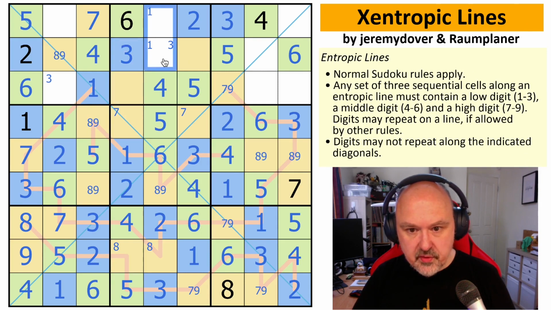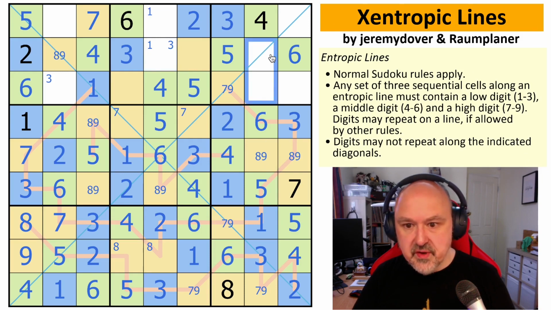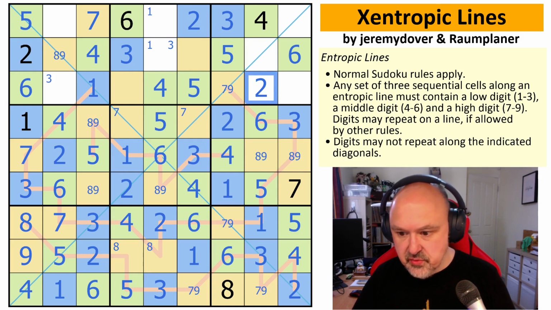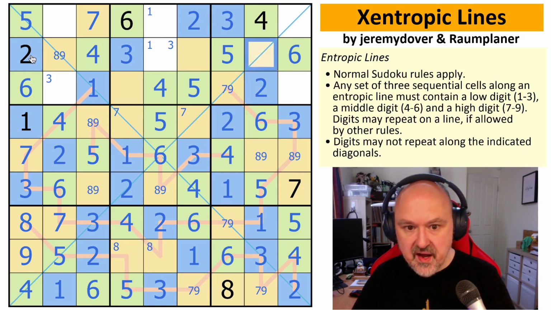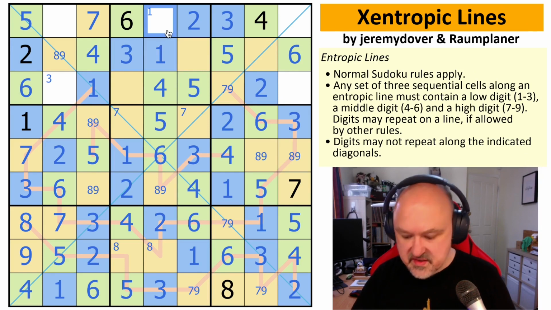One is in one of those. I still need to put a 2 in one of those two, and it can't go there. That is the 2, and that becomes blue. This now must be yellow. I now have 3 yellow and 3 green, so this becomes blue, and this must be the 1. This is not the 1.